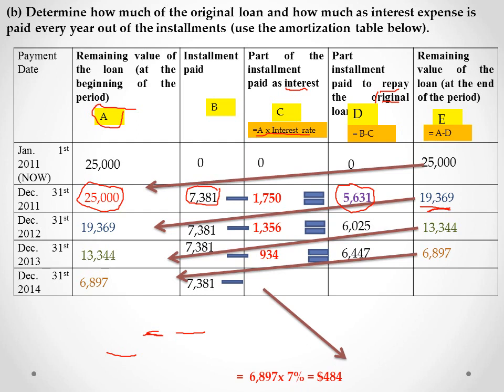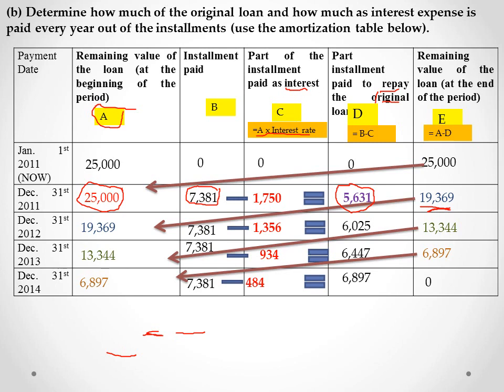How much remaining from the total installments will be used to repay the loan? So we will subtract the interest expense of the second year from the installments paid. You will get 6,025. So how much is remaining? You will subtract column D from column A, the value of the loan at the beginning of the period. You will get 13,344. This is the value of the loan at the end of the second year. So this will be the value of the loan at the beginning of the third year. So I will use it as the beginning value on the third year.